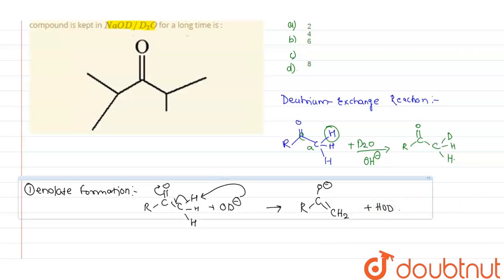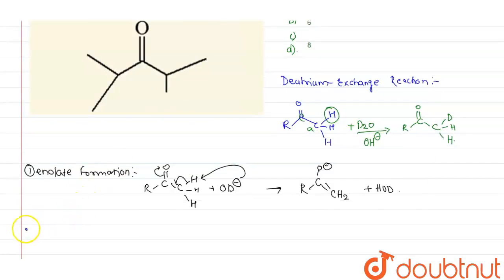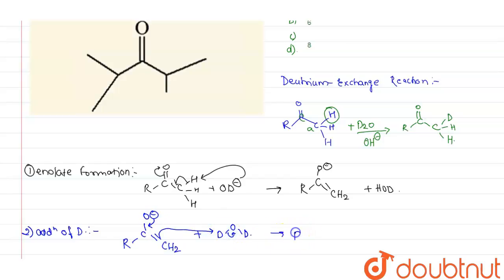After this, deuteration, that is addition of deuterium, occurs. This enolate reacts with D2O present here, the negative charge moves here and the double bond attacks here. So the product will be R C double bond O CH2D. So this is the basic mechanism of enolate formation here.